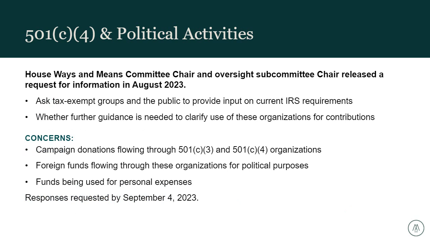And then this year, the House Ways and Means Committee Chair and Oversight Committee Subcommittee Chair released a request for information in August of this year, essentially asking tax-exempt groups and the public to provide input and comments on current IRS requirements and whether there needs to be further guidance to clarify the use of 501(c)(4) organizations. The concerns were campaign donations flowing through C4 organizations, kind of as I mentioned before, that the allowance for that is being taken advantage of, foreign funds flowing through these organizations for political purposes, and funds being used for personal expenses.